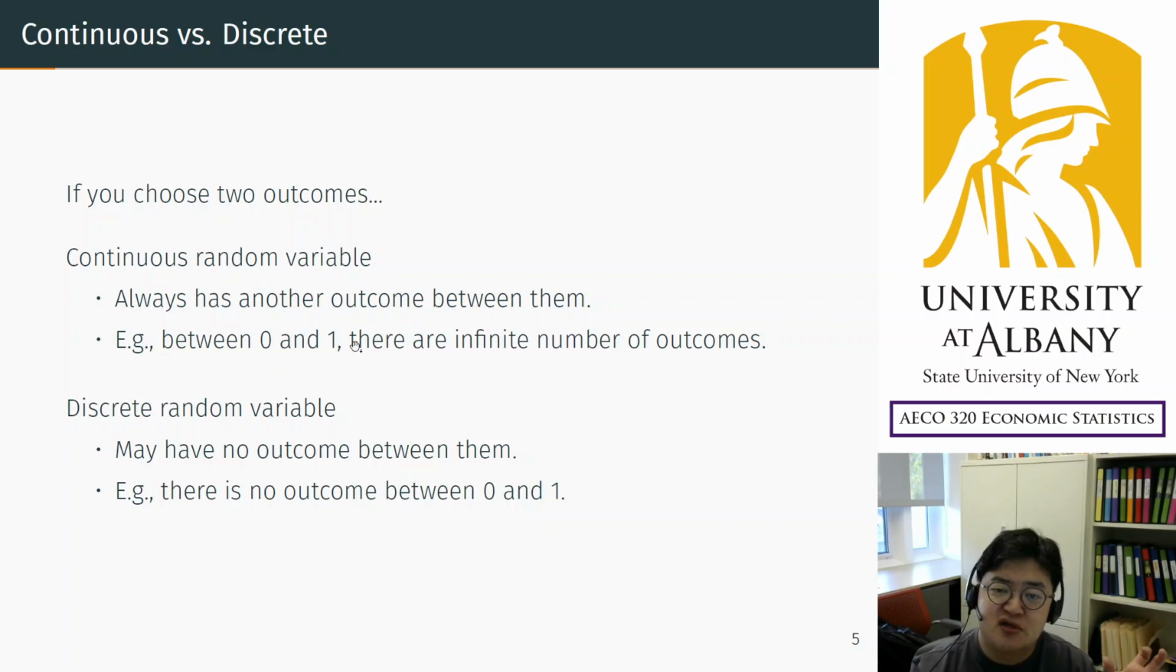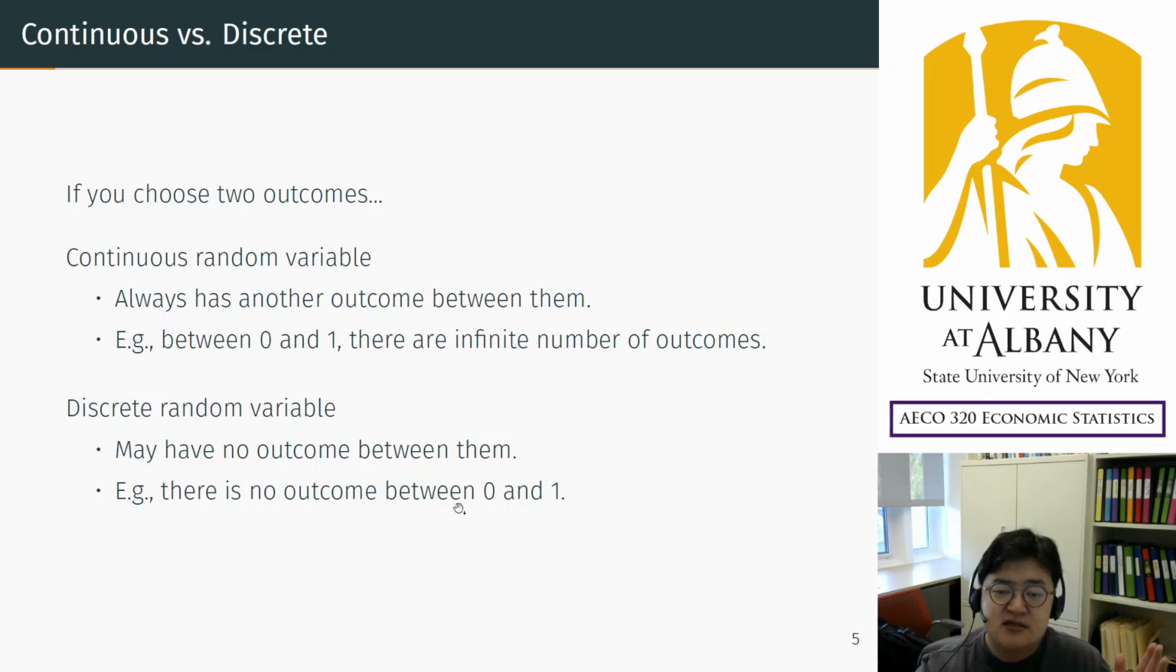So between two outcomes, a continuous random variable has another outcome, typically an infinite number of outcomes, right? Because if you think about two outcomes and think about another outcome, you can think about another outcome in between each pair of the outcomes. So in that way, you can choose another outcome in between them infinite times. So there should be an infinite number of outcomes. But discrete random variables do not allow that.